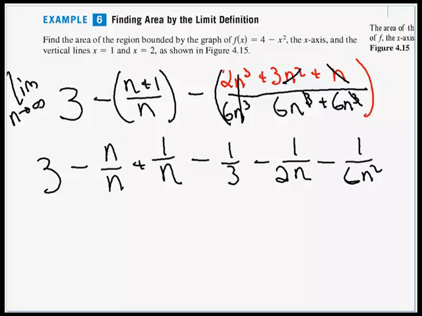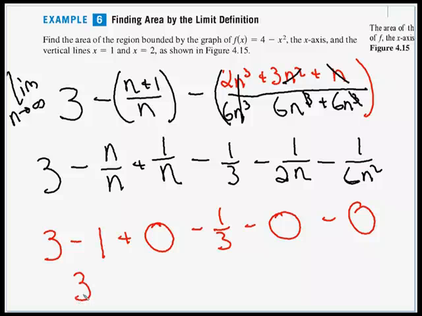Well, now we can let n go to infinity. So 3 stays the same. n divided by n, we can reduce that. That's a 1. Plus 1 divided by infinity is 0. Minus a third. Minus 1 over 2 times infinity is 0. Minus 1 over 6 times infinity squared is also 0. So we're left with 3 minus 1 minus a third. And that comes out to 5/3.